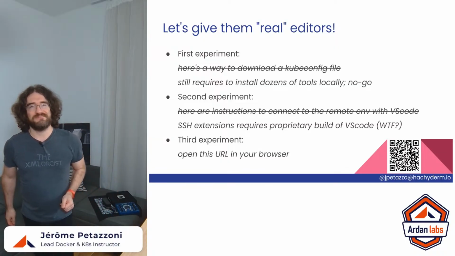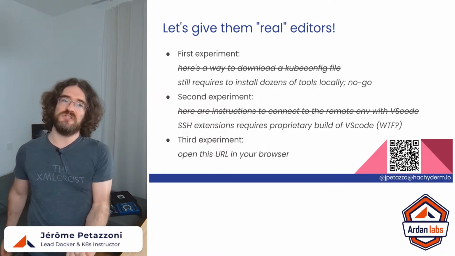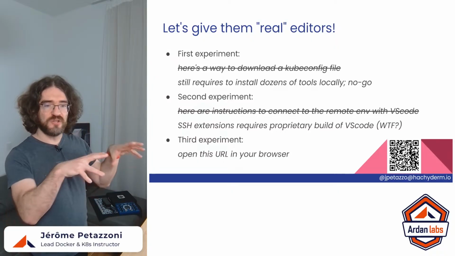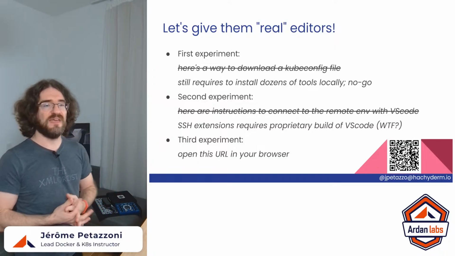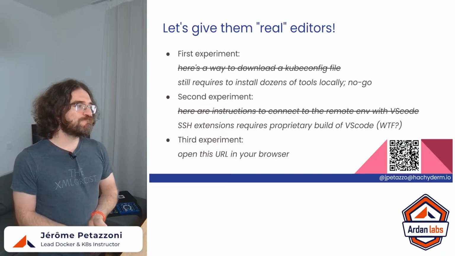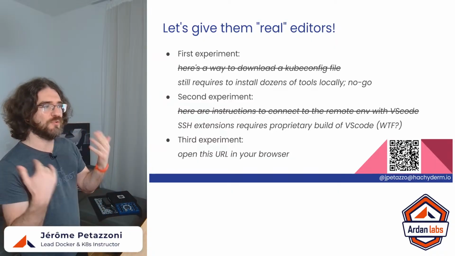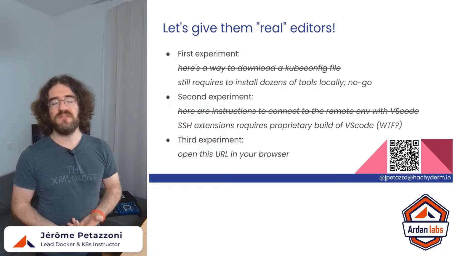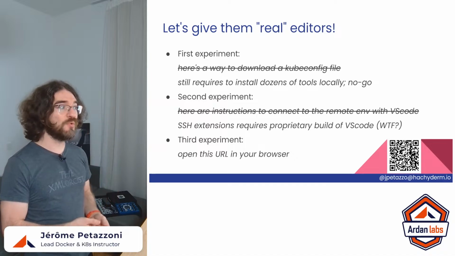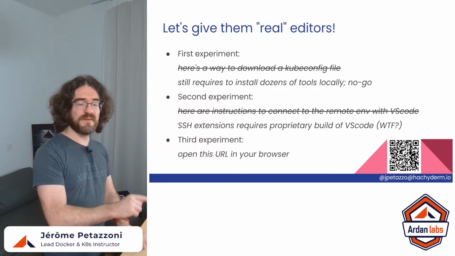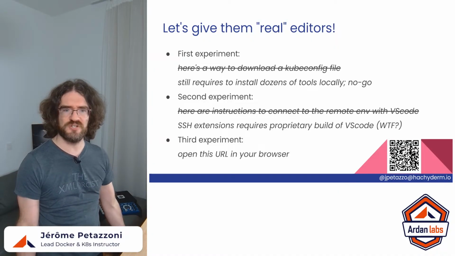Then some people suggested, and at first I was like, oh yeah, great idea, why not use VS Code extensions? So you are in your VS Code and VS Code connects over SSH to a remote environment and you can edit remote files. For reasons, the SSH extension to VS Code requires the proprietary build of VS Code, and it took me days to figure this out because I thought I was going crazy. I was following a tutorial, a video, step by step, and they were like, now you go to extensions and you install the SSH extension. And it's like, well, there is no SSH extension. What are you talking about?